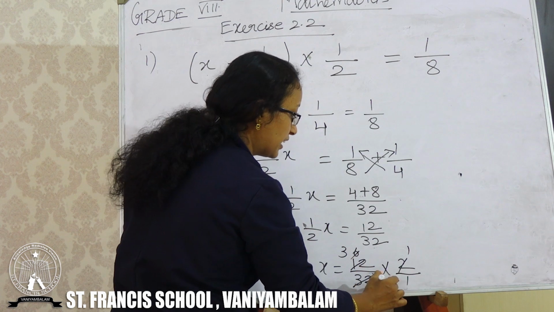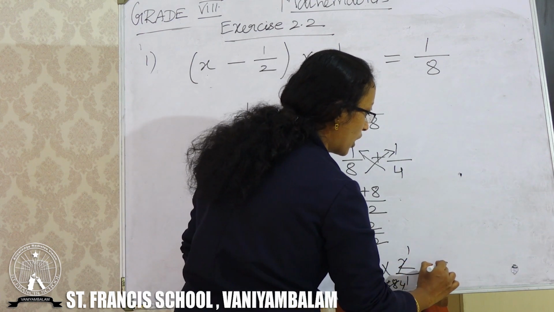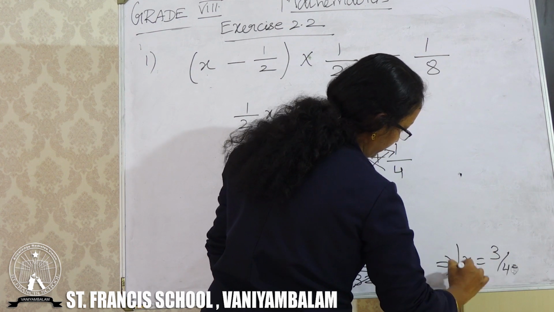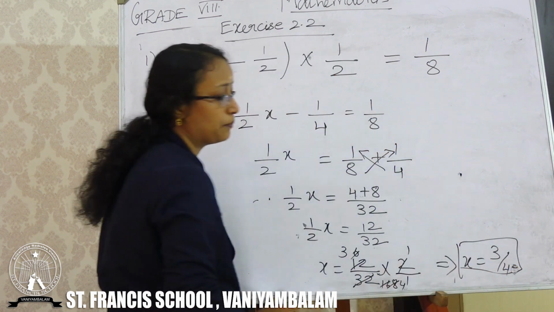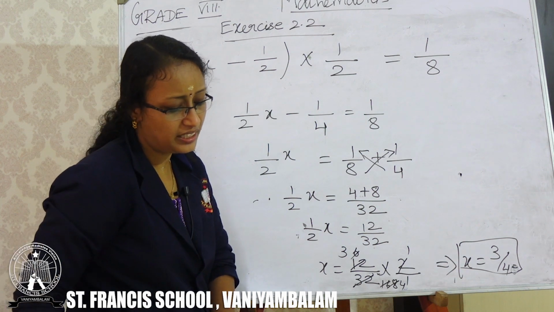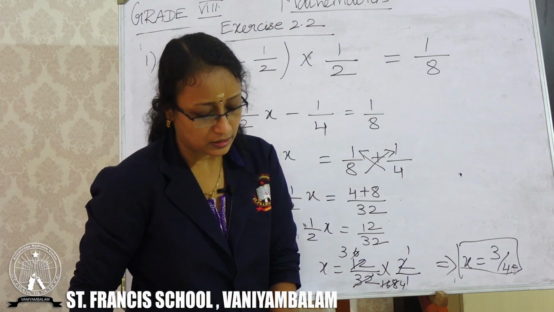Again 2 tables, 3 times, 4 times. So what will be the x value? When you solve this, you will get x value 3 by 4. Right? Yes. Next, second problem.